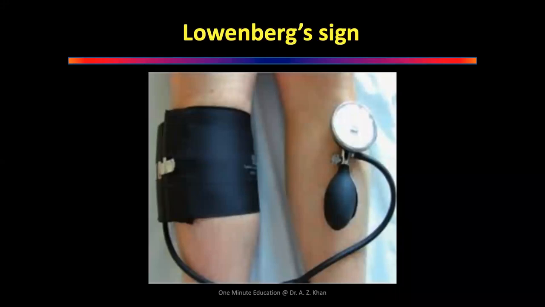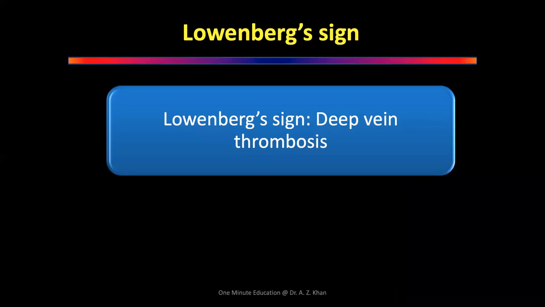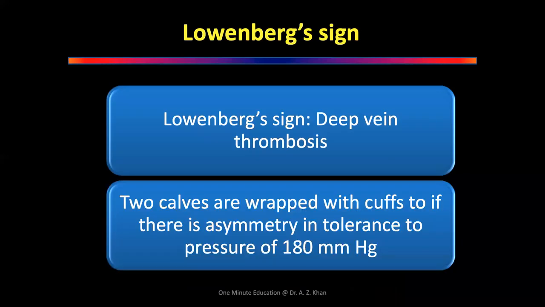Okay, it's called the Loewenberg sign, okay? And a Loewenberg sign is for eliciting deep vein thrombosis. When the two calves are wrapped with cuffs, and if there is asymmetry to intolerance of the pressure, which means one leg can tolerate the pressure and the other leg gets acute pain, then it is a sign that you're dealing with deep vein thrombosis. This is one of the earlier signs of deep vein thrombosis, okay? So early deep vein thrombosis will actually give you a positive Loewenberg sign.